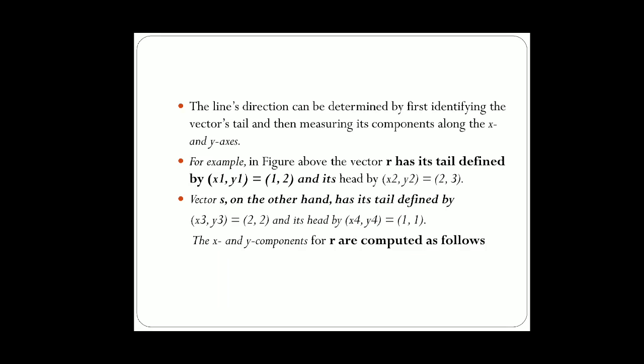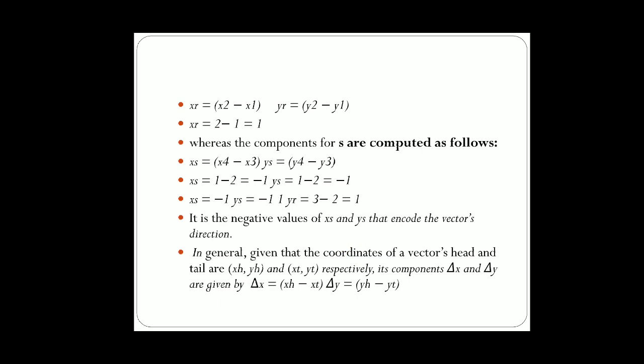The x and y components of R are computed as follows. So xr, with reference to R, is x2 minus x1, and yr is y2 minus y1. xr is equal to 2 minus 1, that is, x2 was 2 and x1 was 1, so 2 minus 1 is equal to 1.